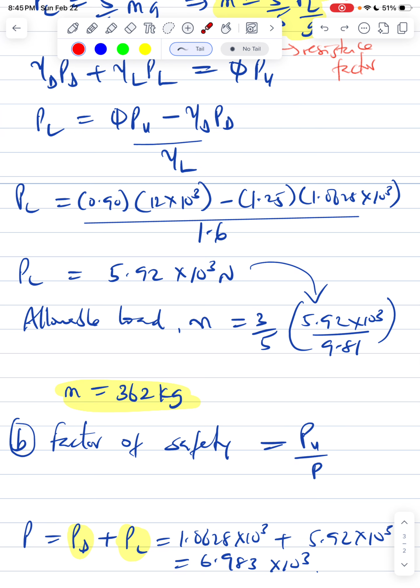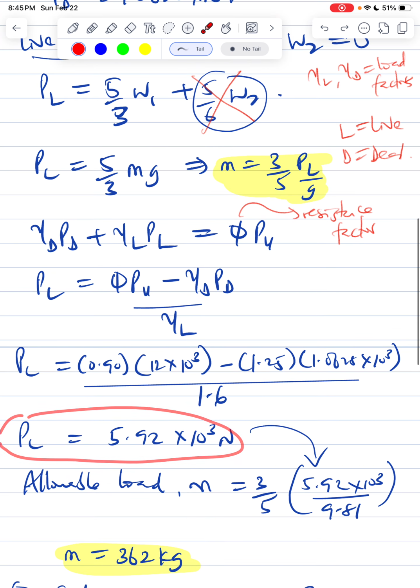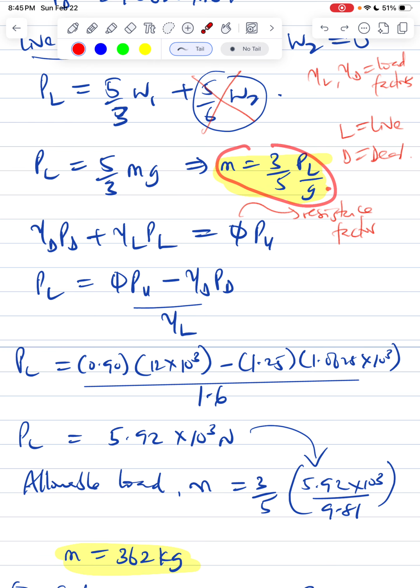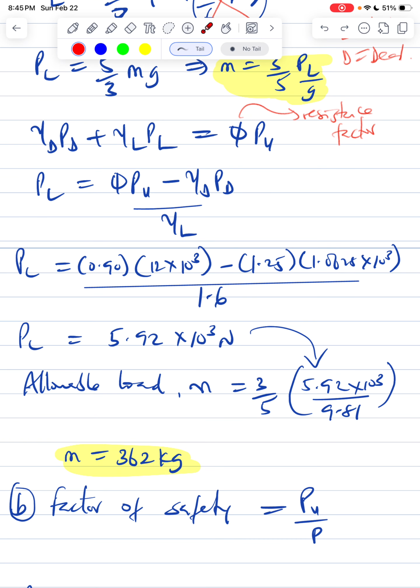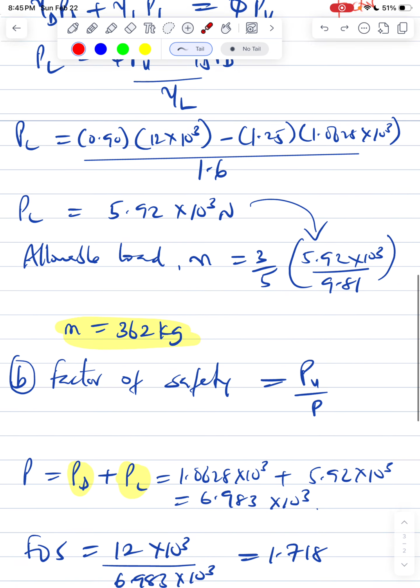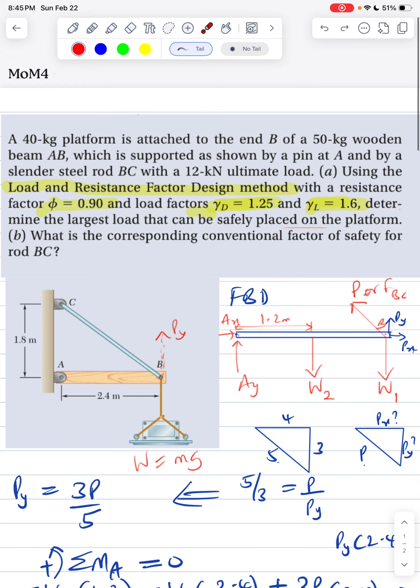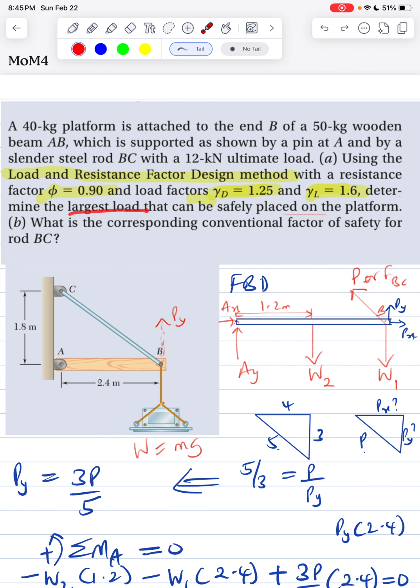Remember, we've gotten what PL is, and we have computed PL as a live load based on this expression, which in turn gives us something for the mass. Now that we know what PL is, we can simply put this PL into this, then get 3/5 times PL divided by acceleration due to gravity g. So the maximum load that structure can withstand is 362 kilogram. Anything beyond that, then it collapses. That's exactly what the question wants us to do: determine the largest load.